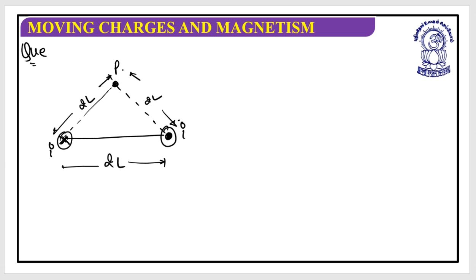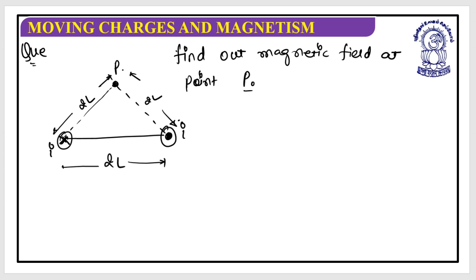What do you need to do? You need to find out the magnetic field at point P. So I understand that the magnetic field magnitudes would remain the same.